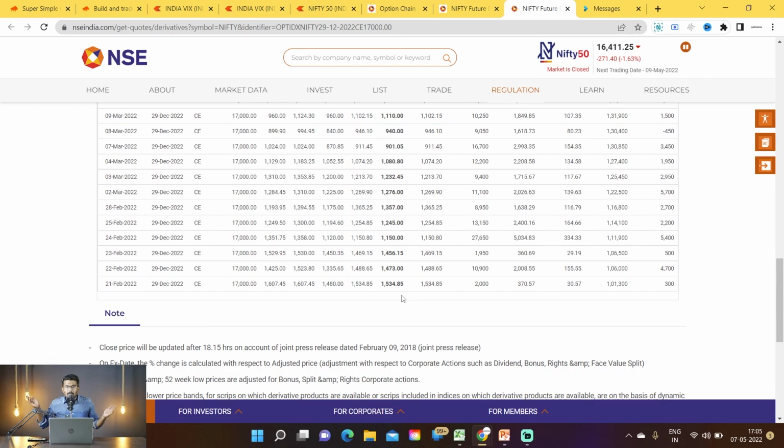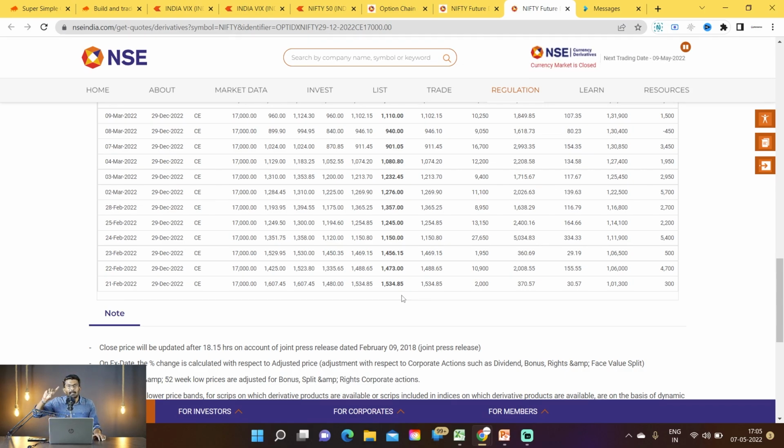So the combined premium for both call option and put option on 21st of February is how much? Around 2,300 rupees. So market is at 17,000. You have collected a premium of 1,500 rupees on the call side, and you have collected a premium of 800 rupees on the put side. So total combined premium you have collected how much?